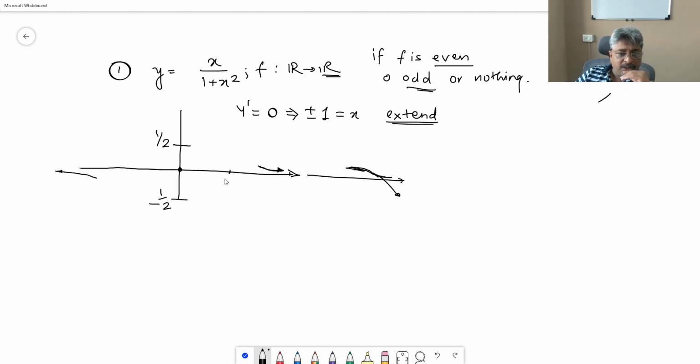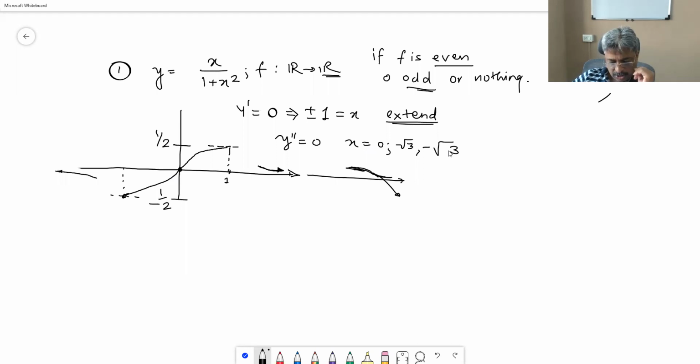I mean, this is point 1. So you achieve maxima at point 1 and minima at minus 1. Okay, it passes through 0. It is continuous. Therefore, now this is convex up, convex down. As far as calculations are concerned, you should complete it by doing y double dash is equal to 0, and you get x is equal to 0, root 3 and minus root 3. These are the three important points where the point of inflection is taking place.